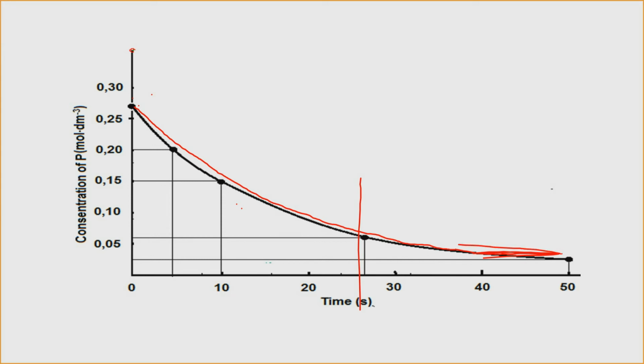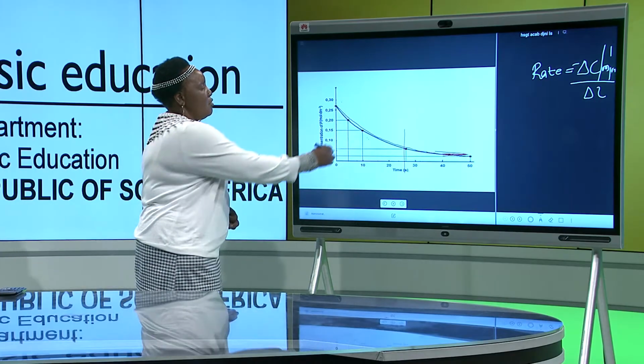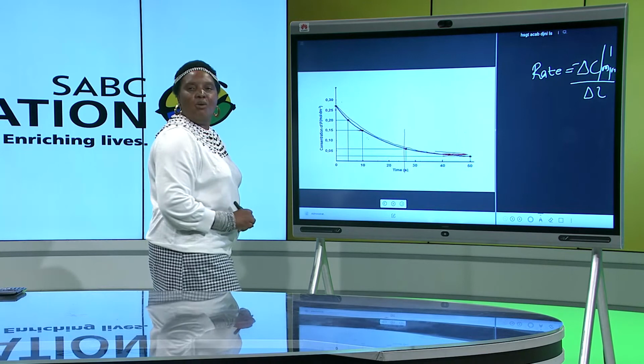Why does the graph flatten? It means there's nothing that can be converted to form a product. That is the reason when we calculate, we said you must use negative. Why? Because the concentration starts higher, goes down. When it's here, it's lower.